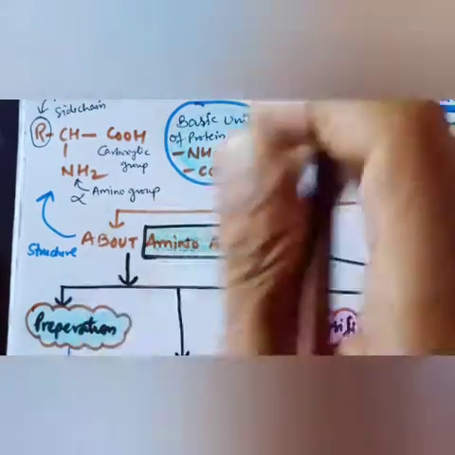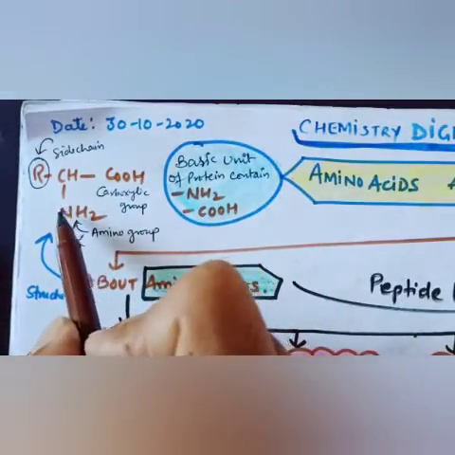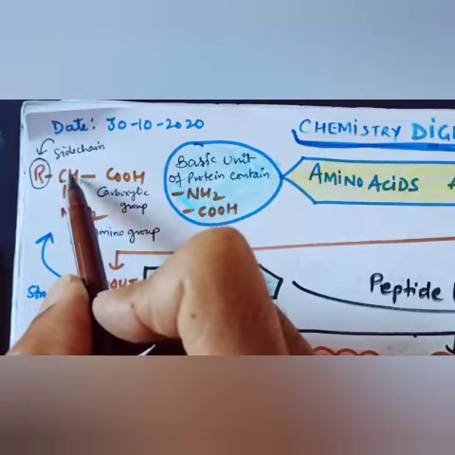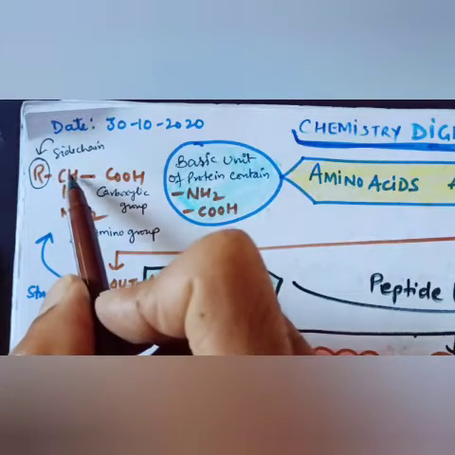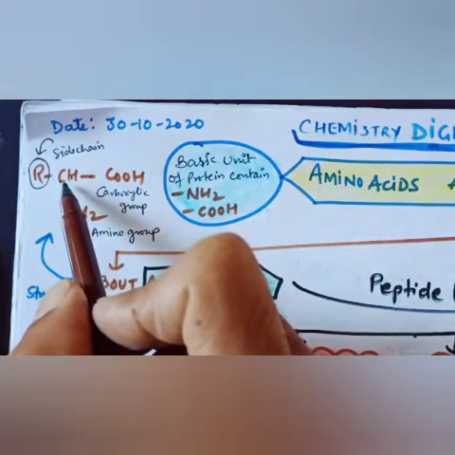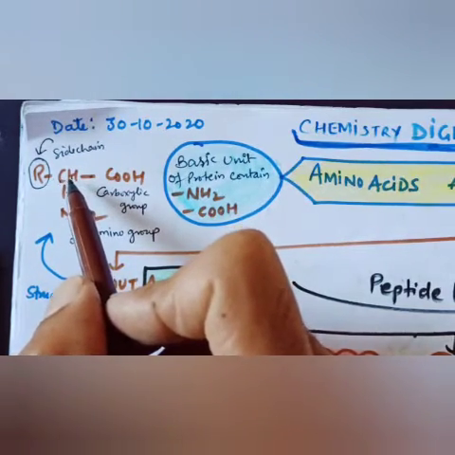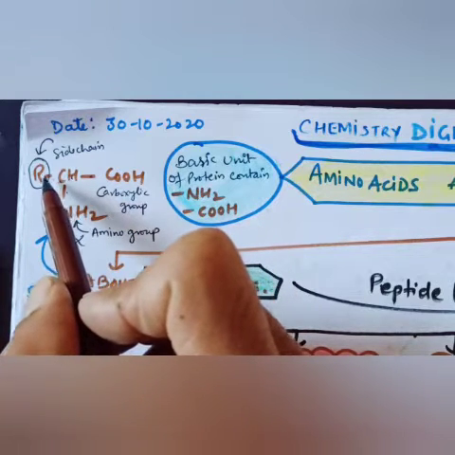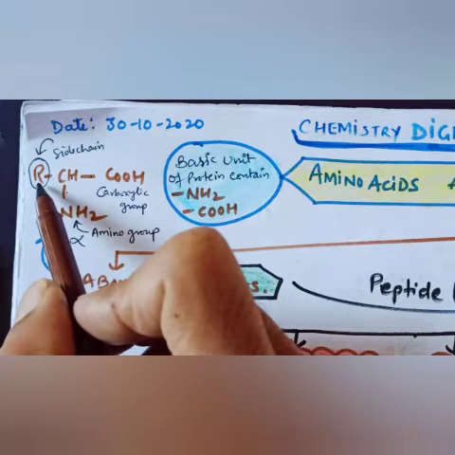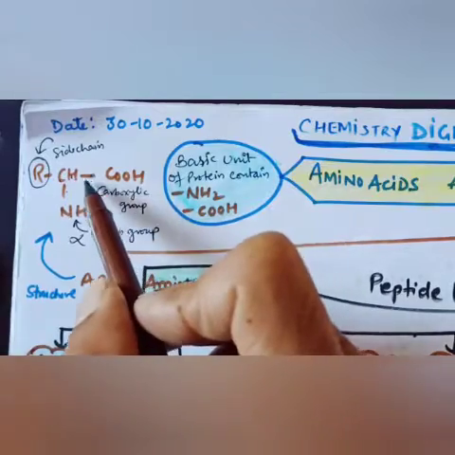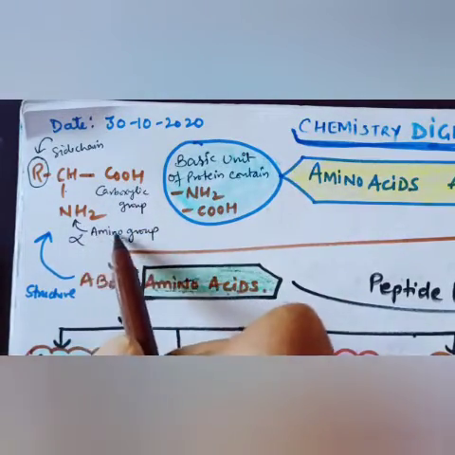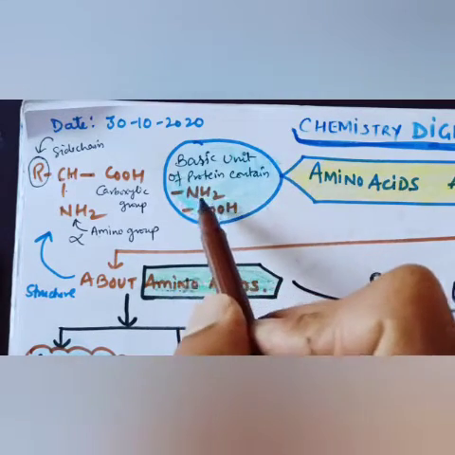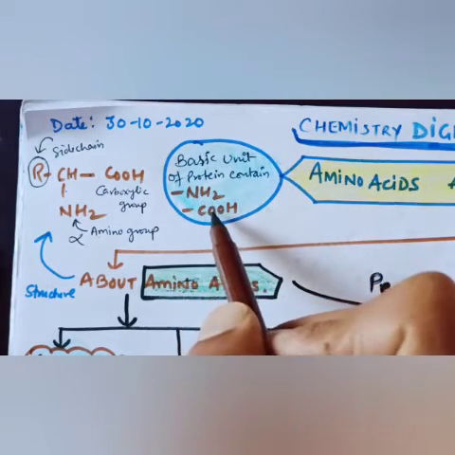The structure of amino acid is CH. There are 4 bonds, 1, 2, 3, 4. Carbon can make 4 bonds, in which one bond is made with hydrogen, and one is with the side chain, which can be a long carbon chain. On one side it is the carboxylic group and on the other side the alpha amino group. That's why it is called the basic unit of protein, containing amino and carboxylic groups.